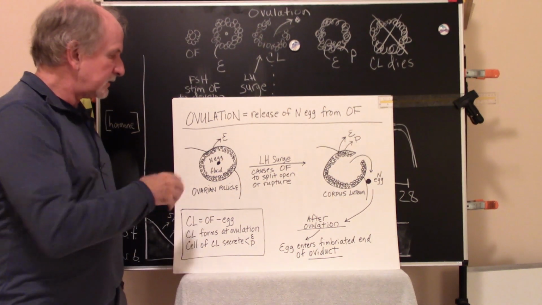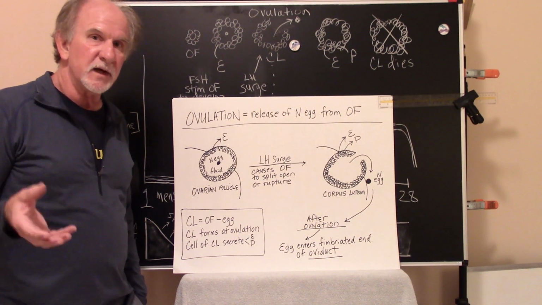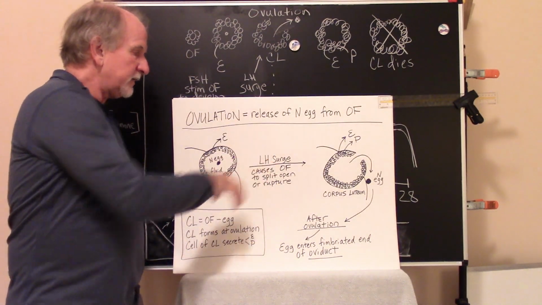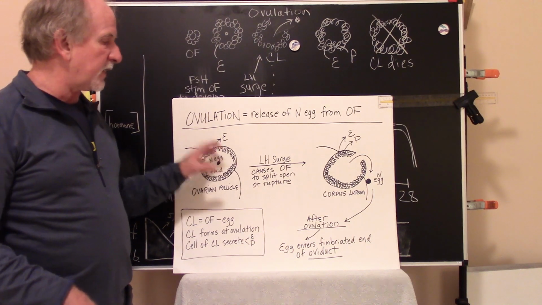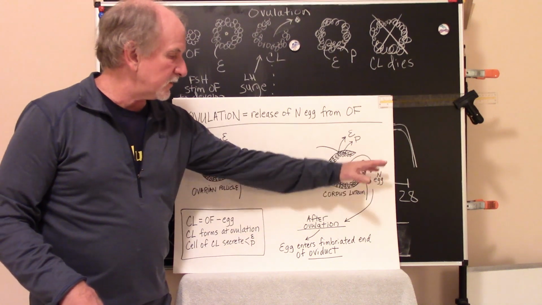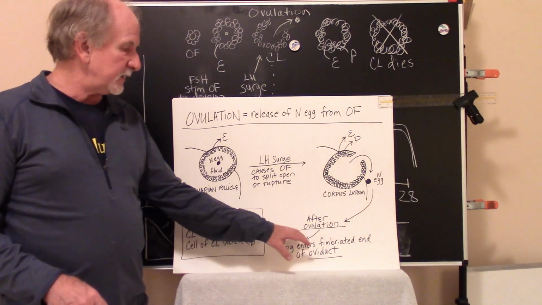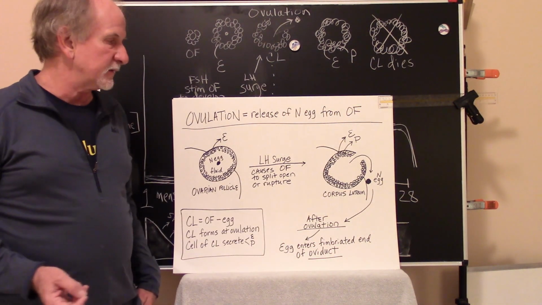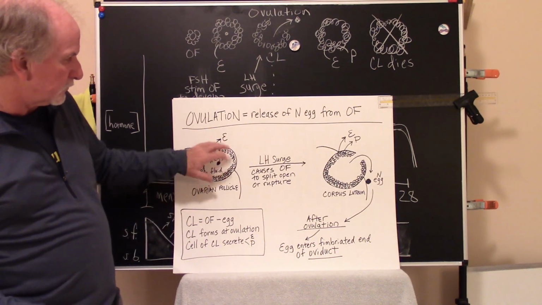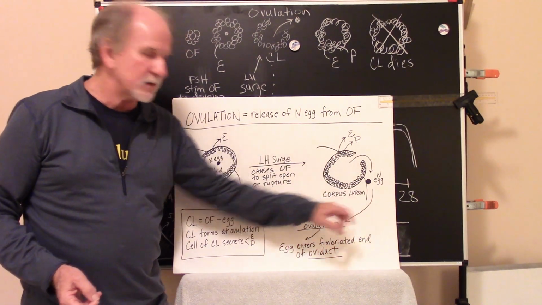And what's going to happen is somewhere around the midpoint of the menstrual cycle, or day 14, there's going to be a surge of the gonadotropin LH, and it's going to cause the ovarian follicle to split open or rupture. And when it does, the egg is released onto the surface of the ovary. And then after ovulation occurs, the egg enters into the fimbriated end of the oviduct. So the ovarian follicle will rupture or split open and release its egg onto the surface of the ovary.